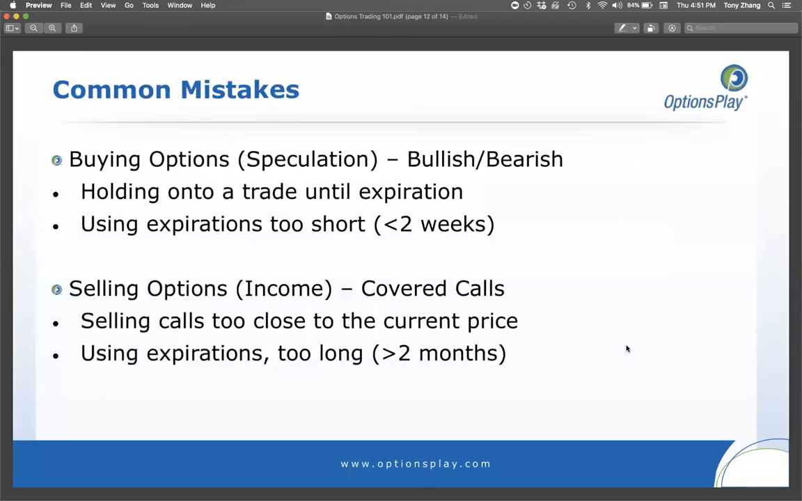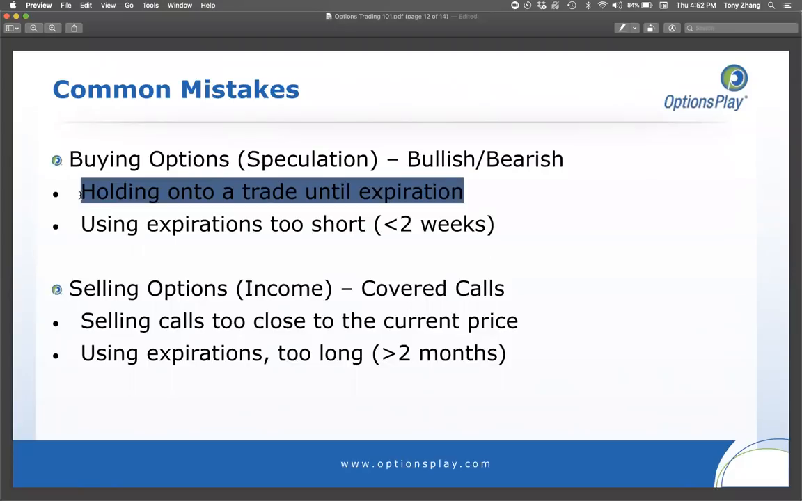So with that, what I want to do is just wrap this up by talking about some common mistakes. So number one, we talked about 3 different primary strategies, and for speculation, what you're really doing is buying options. And there tends to be a set of common mistakes that people make when they're buying options. Number one is they hold onto a trade until expiration. You generally don't want to hold on to any options that you've bought until expiration, because of that time erosion we talked about. That time erosion is working against you, and it actually accelerates as you get closer and closer to expiration.